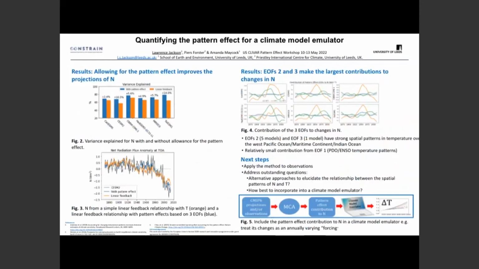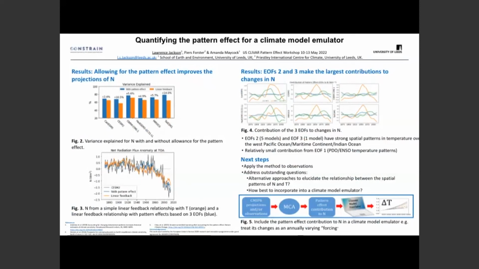So if you take the pattern effect diagnosed this way, and you add it to a simple linear model of temperature and top of atmosphere radiation, what you find is that the variance explained improves in all 6 models. That's the variance explained in the top of atmosphere radiation, and in particular for years 1940 to 1980 and post-year 2000.